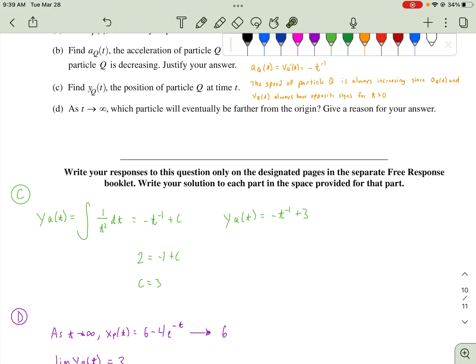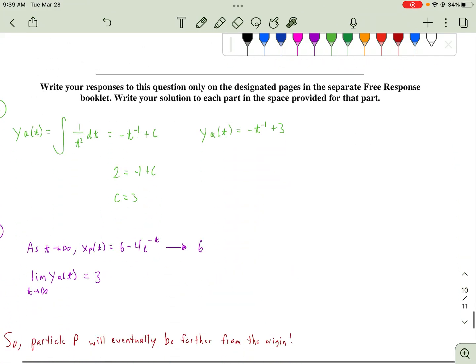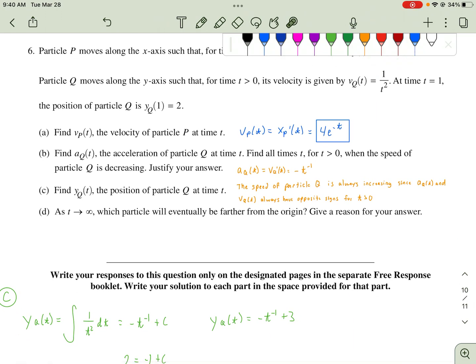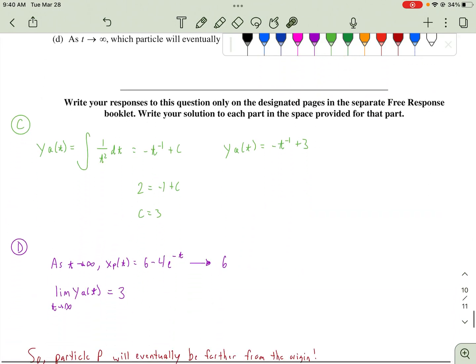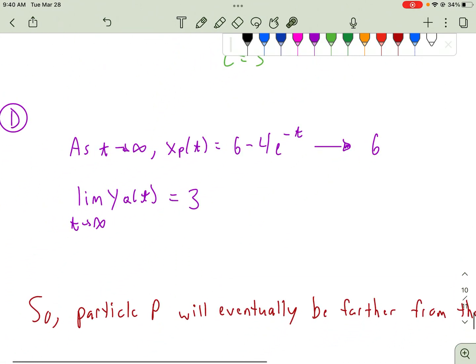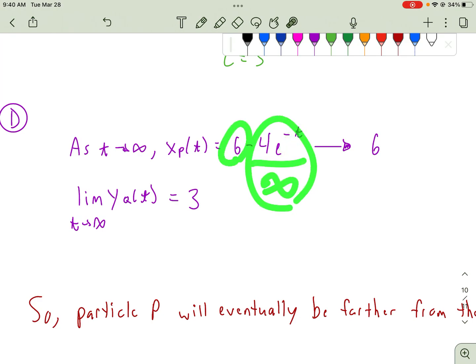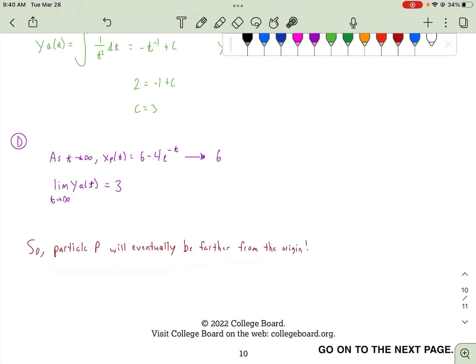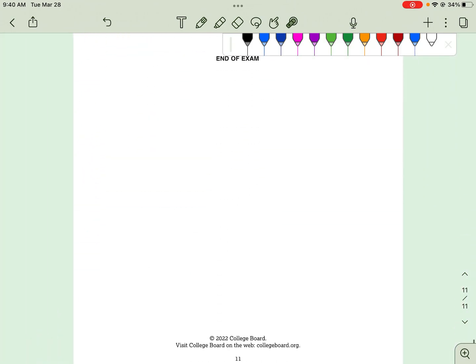So now we have position function for Q, and we have a position function for particle P, which was given, remember? And then it wants to know, as t goes to infinity, which particle will eventually be farther from the origin. So really you're just doing a limit. A limit of this as t goes to infinity is 6, because this is on the bottom. So this gets really big on the bottom, which means 0, so you get 6. And the position of Q, same thing. This goes to 0 also, because this is on the bottom, so you get 3. And so particle P will eventually be farther from the origin.